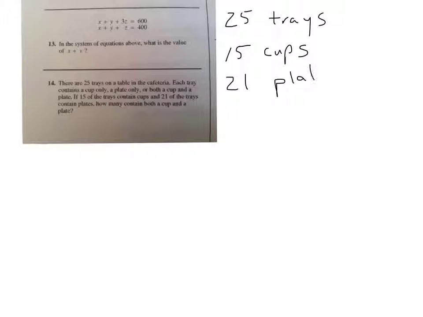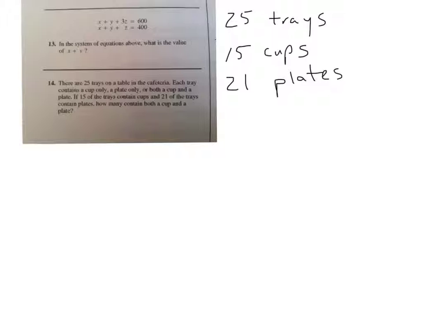Moving on to question 14, there are 25 trays on a table in the cafeteria. Each tray contains a cup only, a plate only, or both a cup and a plate. If 15 of the trays contain cups and 21 of the trays contain plates, how many contain both a cup and a plate? So looking at this question, we know that we have 25 trays. We have 15 trays containing cups, so we have 15 cups. And we have 21 trays containing plates, so we have 21 plates.